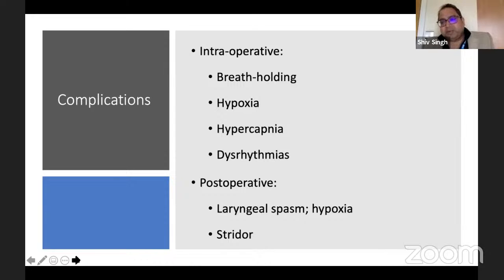Hypercapnia should not be a problem, but with certain inhalation agents, in the older times we used to use halothane, that causes a lot of dysrhythmias. Neuro agents, you don't see them as much.